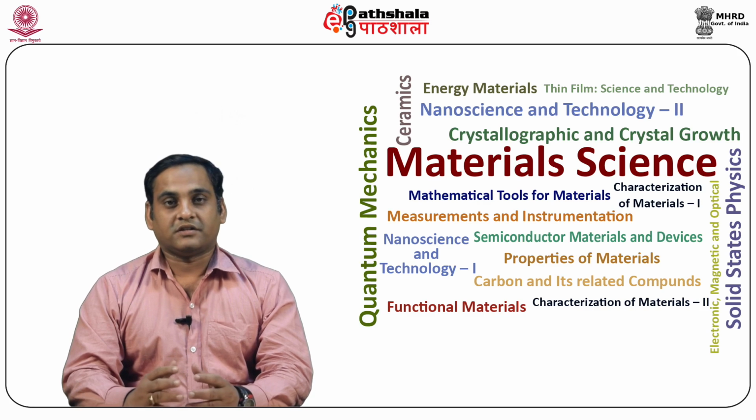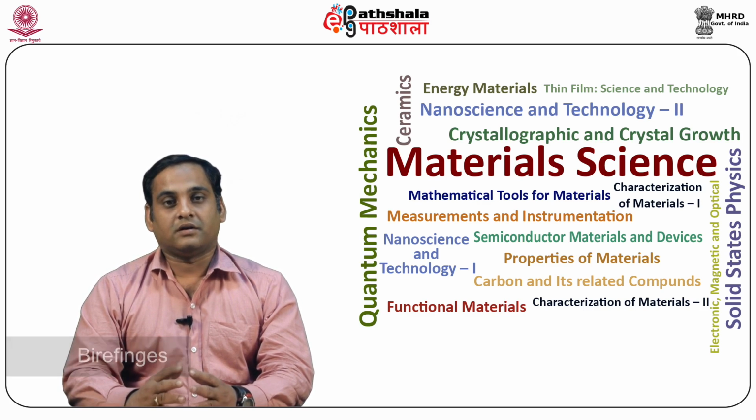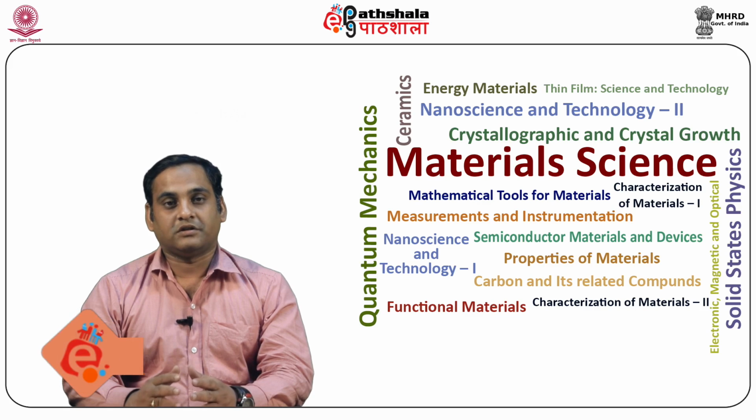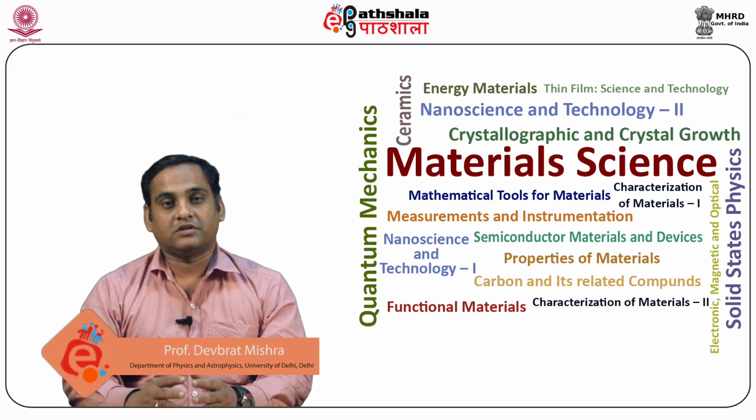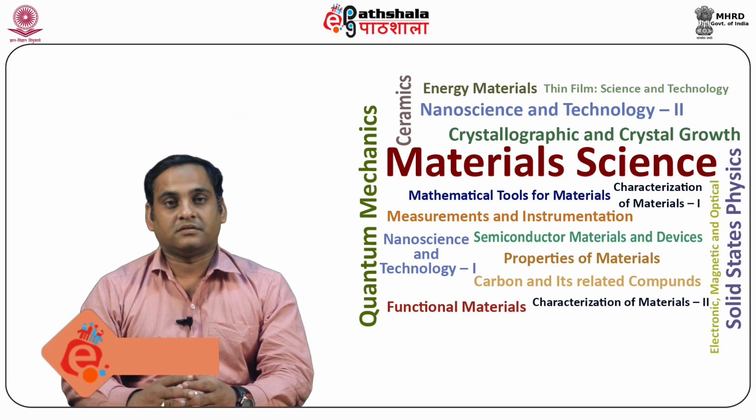So students, let us summarize what we have learned in this module. Optical properties of an insulator are explained. Birefringence is also explained and its temperature dependence is also described. Color centers and their various types are also explained.